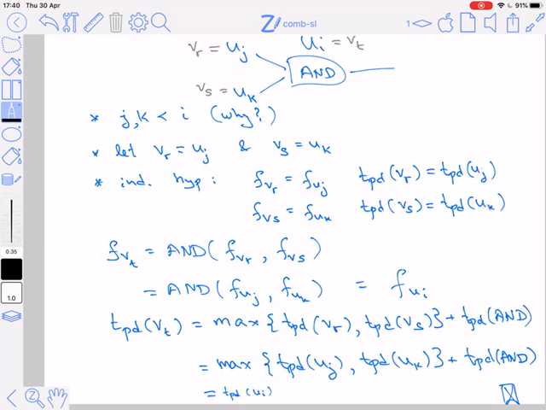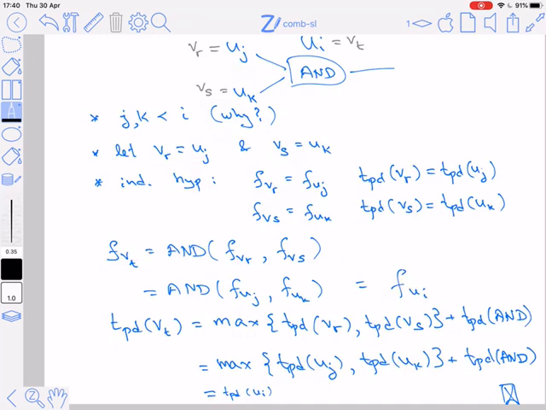Now we look at what vt outputs. The function which is attached to vt is the AND of the functions which are attached to vr and vs. But f of vr equals f of uj, f of vs equals f of uk. And this is exactly the function which is attached to ui. So we get that these two functions are equal as required.